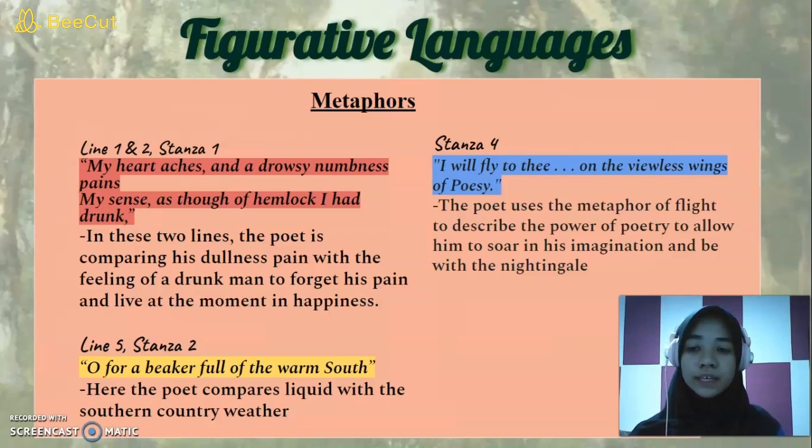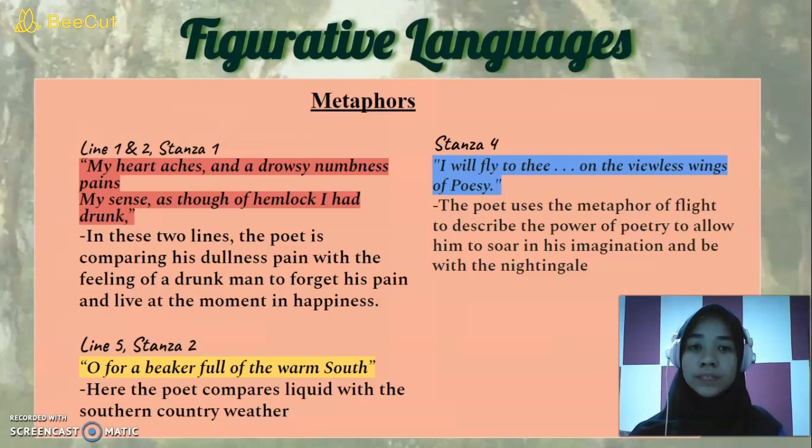And as for the second one, it is in line 5, stanza 2. "Oh, for a beaker full of the warm South." Here, the poet compares liquid with the southern country weather. The poet wants to stick the South into a bottle, which is a beaker, and guzzle the whole thing down. He wants to distill the earth down to its powerful intoxicating essence.